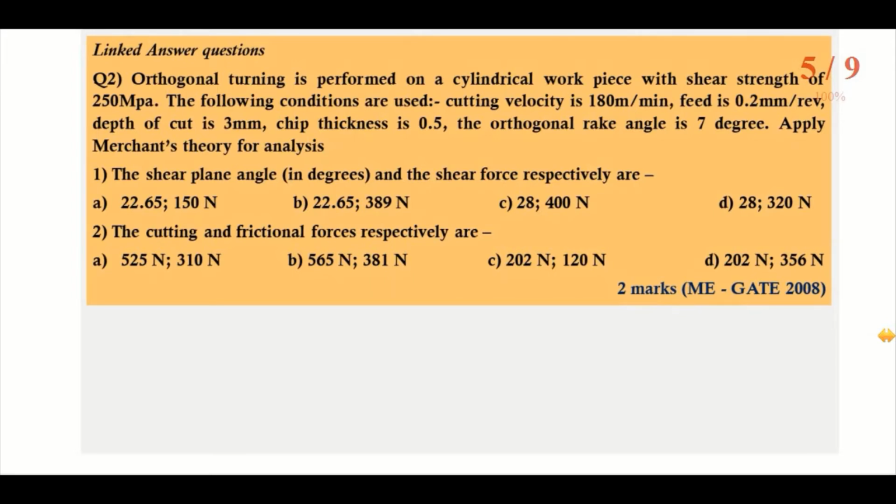This comes for mechanical engineering in GATE 2008 for 2 marks, in which orthogonal turning is performed on a cylindrical workpiece with a shear strength of 250 megapascal. The following conditions are used: cutting velocity is 180 meter per minute, feed is 0.2 mm per revolution, depth of cut is 3 mm, chip thickness is 0.5, and the orthogonal rake angle is 7 degree.